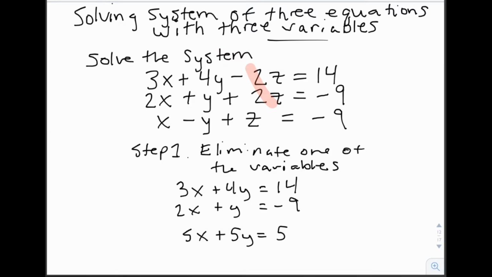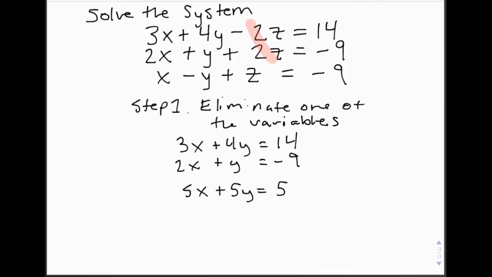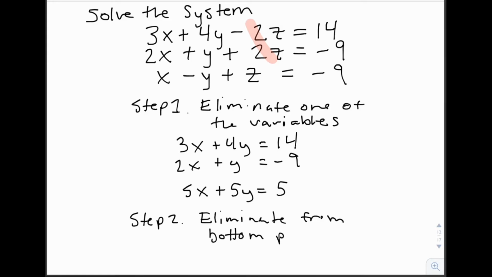So we can now move on to step 2, and we need to eliminate from our other pairs, which are our bottom 2 there. So step 2, eliminate from, and we're going to say the bottom pair.